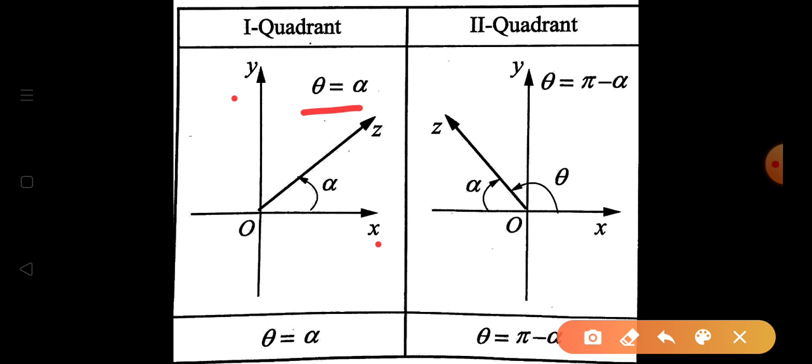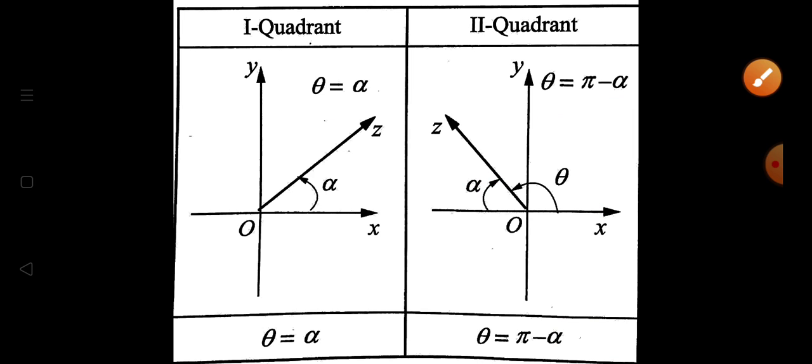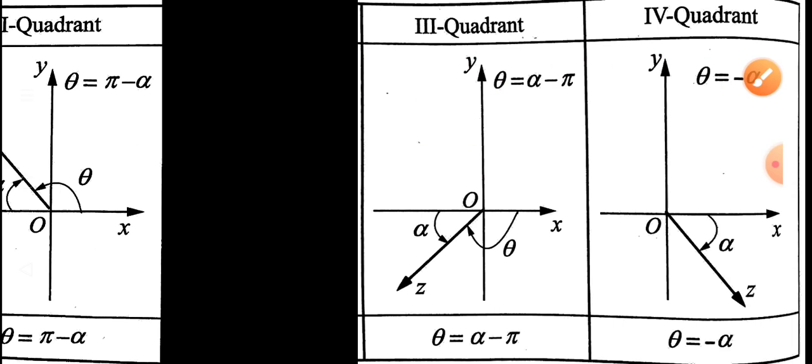Second quadrant, theta is equal to pi minus alpha. Where is theta? Here is theta, then this is alpha, then theta is equal to pi, 180 degrees, minus alpha. So theta is equal to pi minus alpha in the second quadrant.